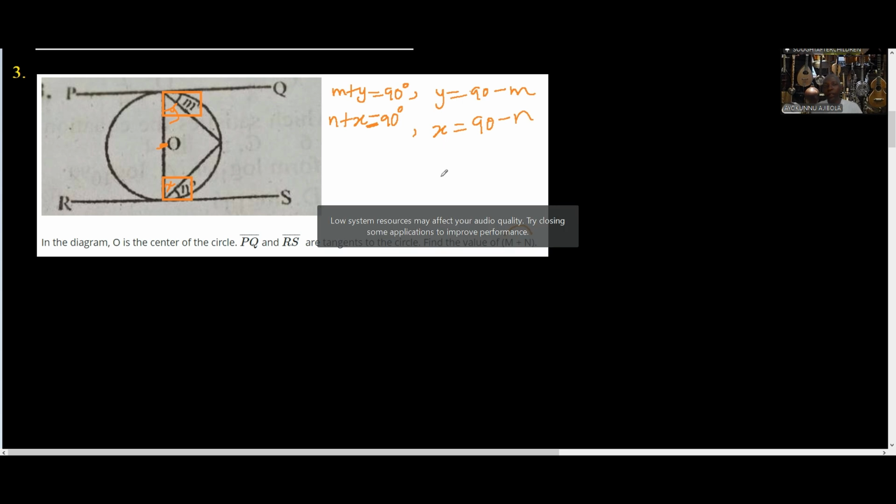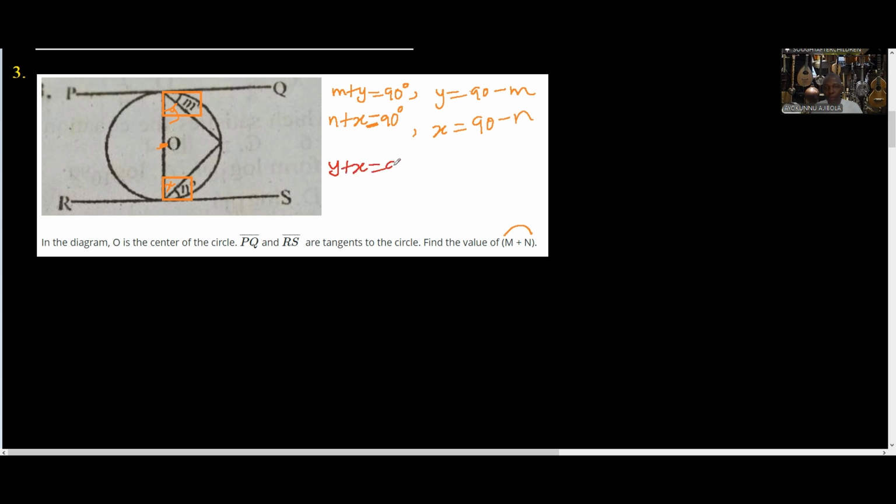Y will be 90 minus M, right? And from the second one, X will be what? 90 minus N. But from the triangle, angle Y plus X must be 90 because they are in a triangle. This place is 90 degrees because it's subtended by the diameter, okay?